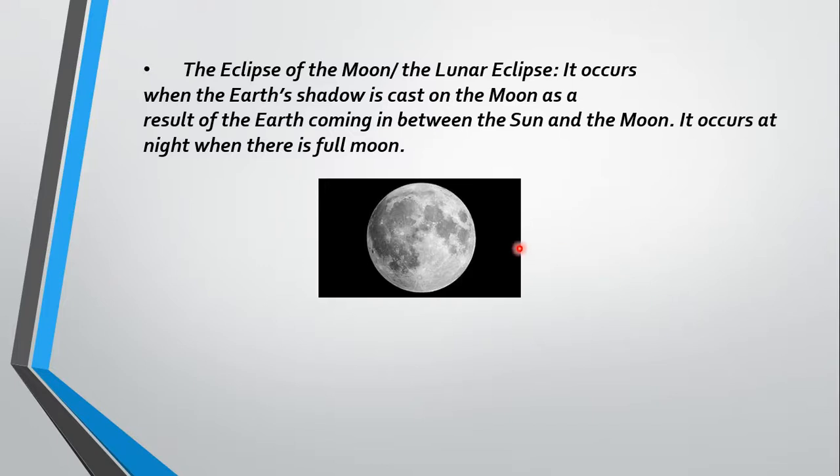So we earlier on looked at new moon as the phase of the moon when it does not receive light from the sun, while full moon is when the moon receives full amount of light from the sun. Okay? Saying that eclipse of the moon occurs when we have got full moon at night.